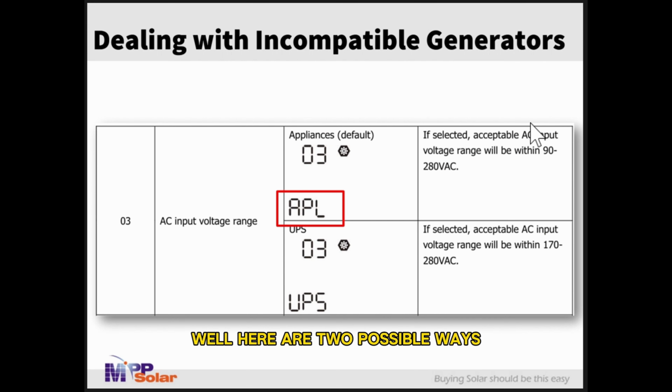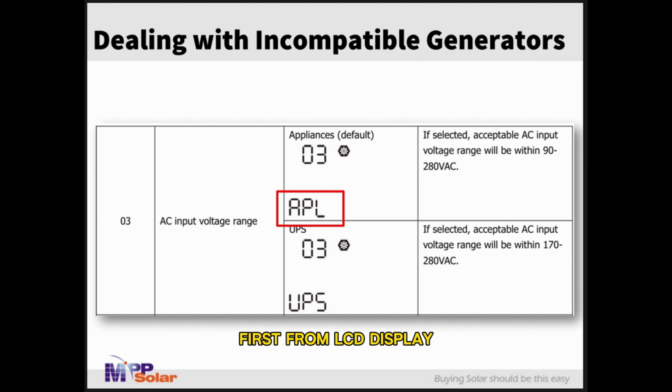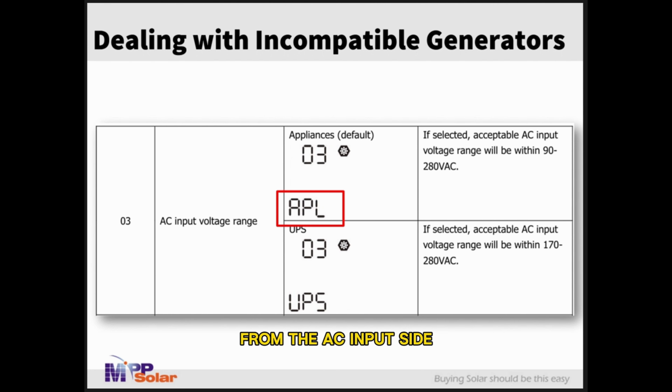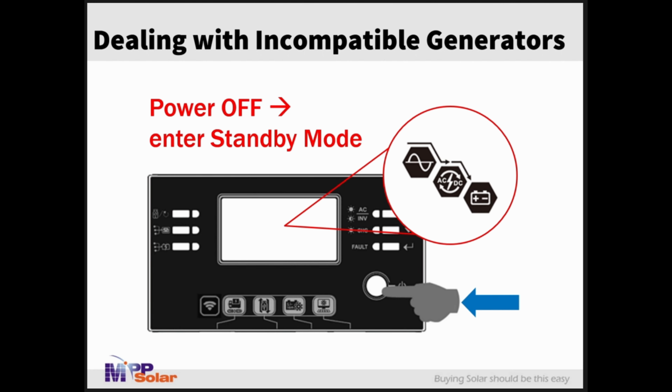Well, here are two possible ways we may be able to make a seemingly incompatible generator work with the inverter. First, from LCD display, enter setting mode and navigate to program 3. This is the AC input voltage range, and you want to change this to APL mode. In APL mode, this will basically tell the inverter to be more accommodating with any power quality from the AC input side. By raising the tolerance level, an originally rejected generator may then be accepted.